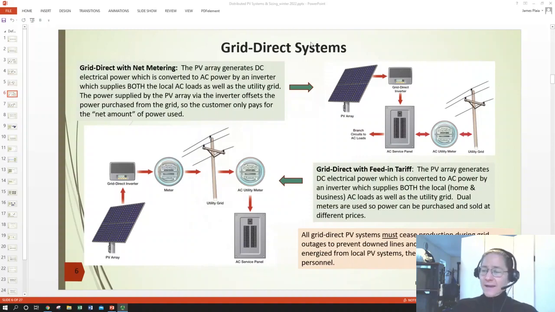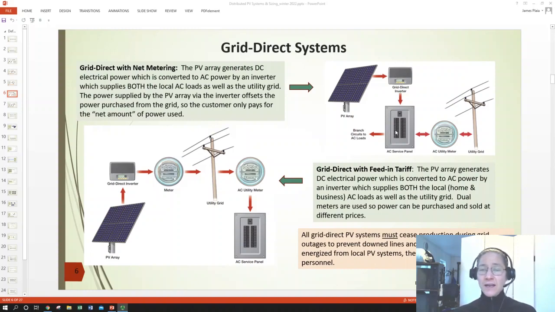Okay. Now we're going to change course a little bit and look at grid direct systems. These are the ones where if the grid goes down, so do you. The first thing you'll notice is there's no battery storage, and we now have a utility meter connecting us to the power grid. The most basic one is what's known as net metering. You produce some DC power with your PV array, your photovoltaic array. You invert that directly. You don't store it. It goes to your AC service panel.